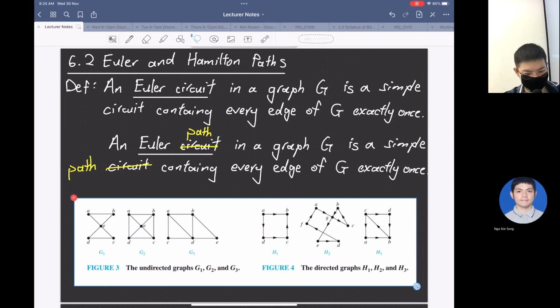Any idea? Anyone try out? Anyone found some Euler circuit or not? G1 has an Euler circuit.